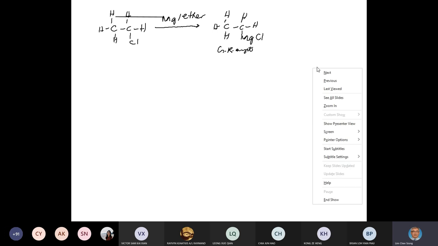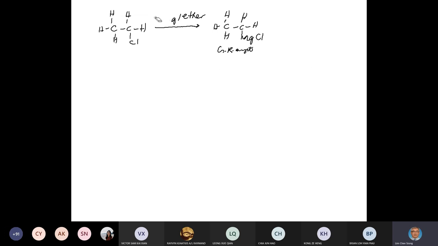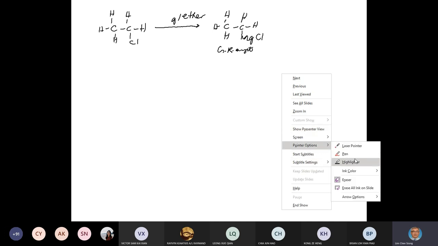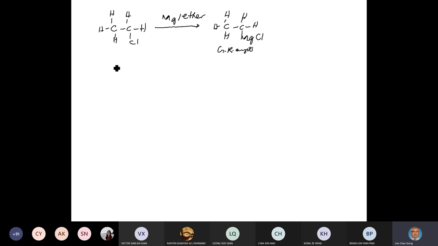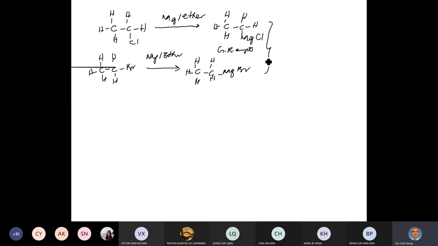So far any problem? No problem? Okay. Any Grignard reagent can be formed when you react magnesium with, for example, this compound also. Take a look. We have this compound with Br also. Undergoing Mg in ether, we are able to form this compound. We also call it Grignard reagent. Then, in forming the alcohol, you have three different ways.